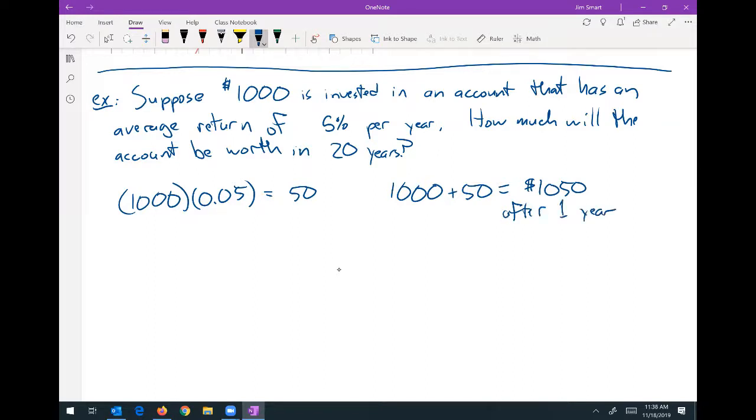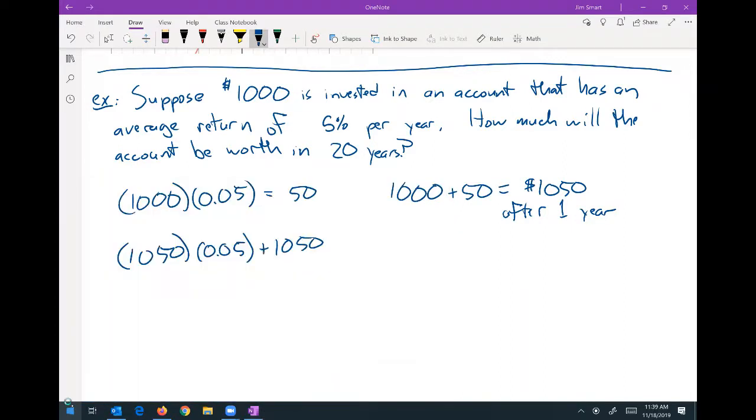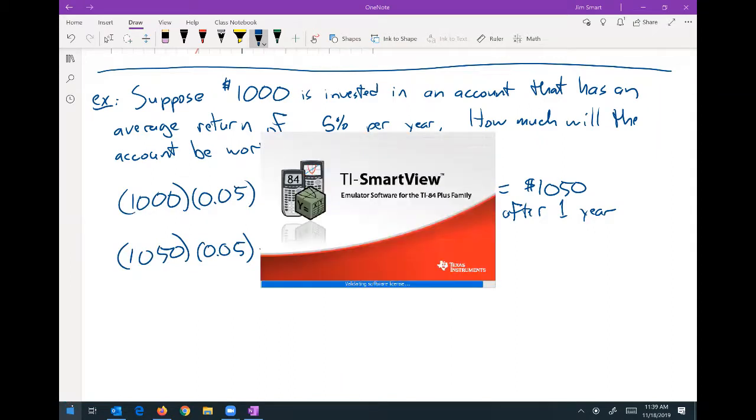All right. But let's write that a slightly different way. Let's do the next year. So that'd be 1,050 times the 0.05 again, but I'm going to say plus the 1,050, so do it all in one step. Let me get my calculator out to do it, so we get the answer.